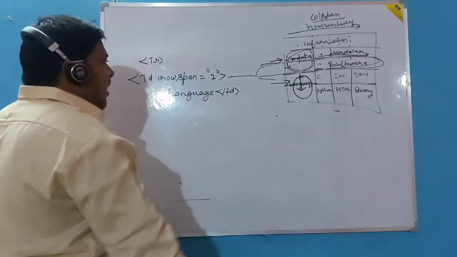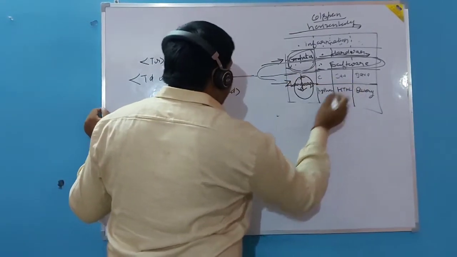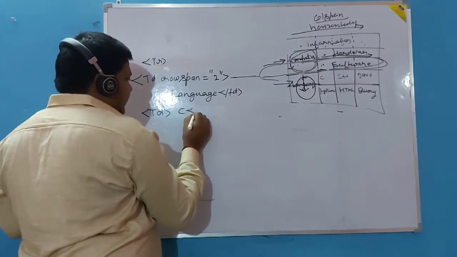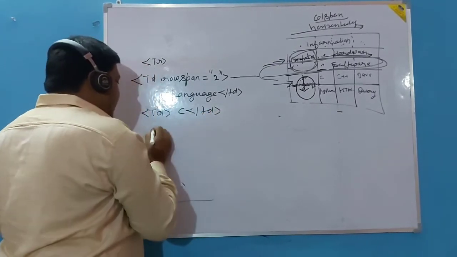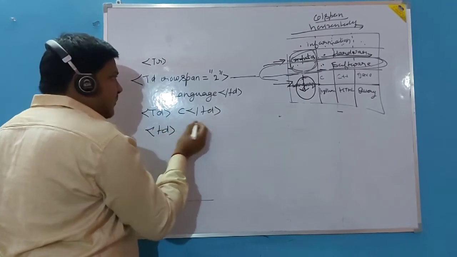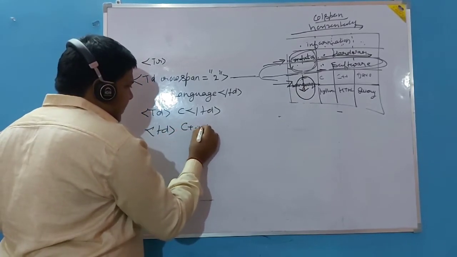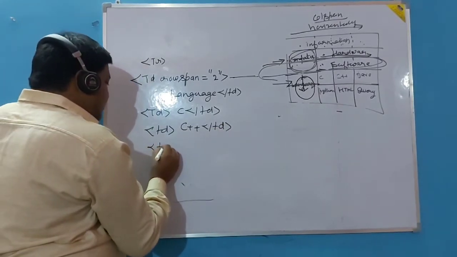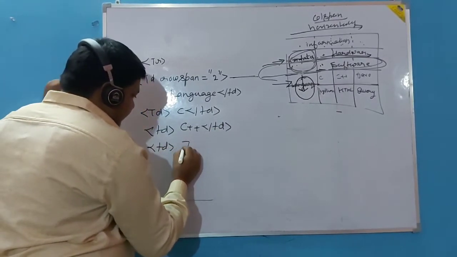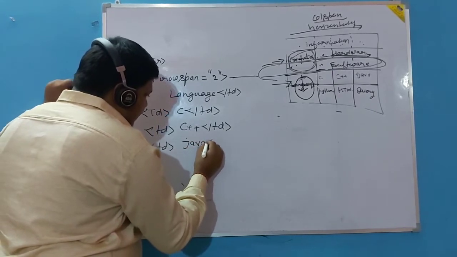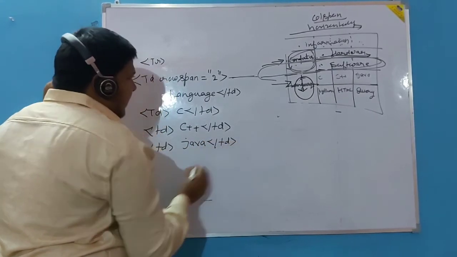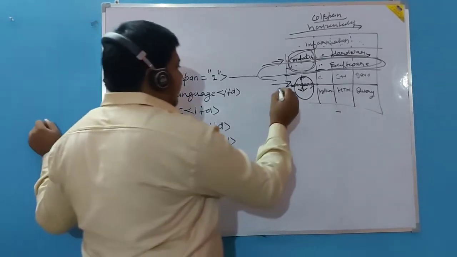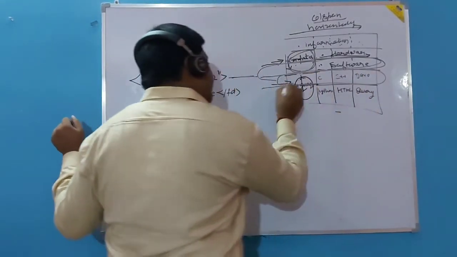Now this one is completed. Now we have to write for this one. So I will write here TD. We have to represent C, TD close. Again TD, we have to represent C++, and then I will close the TD and again open TD, Java. So again Java is there, TD, and then I will finally close the TR. We have represented this row also.